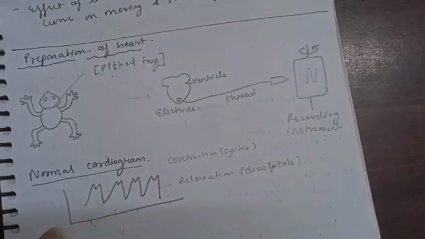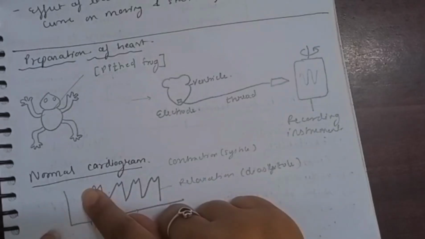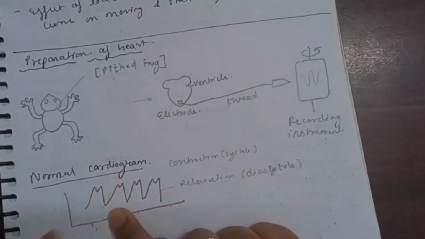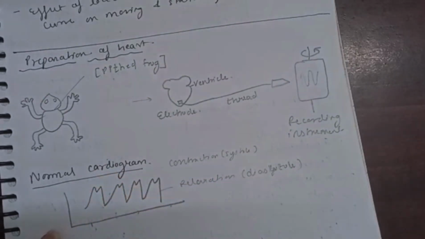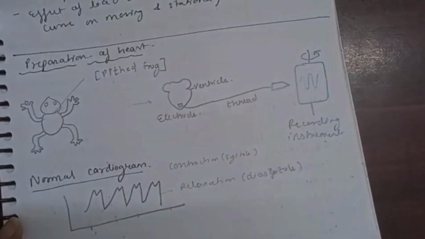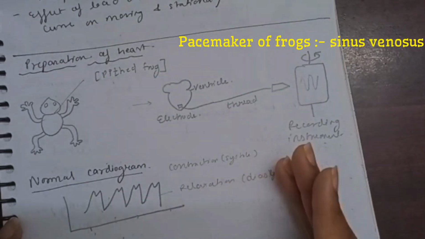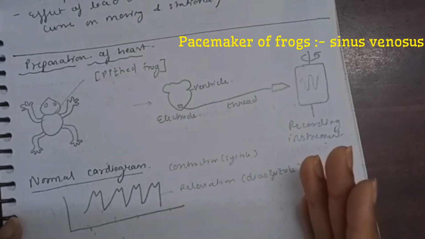So when the heart contracts, there is a systole and an upward stroke is made on the normal cardiogram. Then when the heart relaxes, there is a downward stroke. A special point to be noted is that like in the human heart, the pacemaker of the heart is the SA node. Similarly, in frogs, the pacemaker is said to be the sinus venosus.